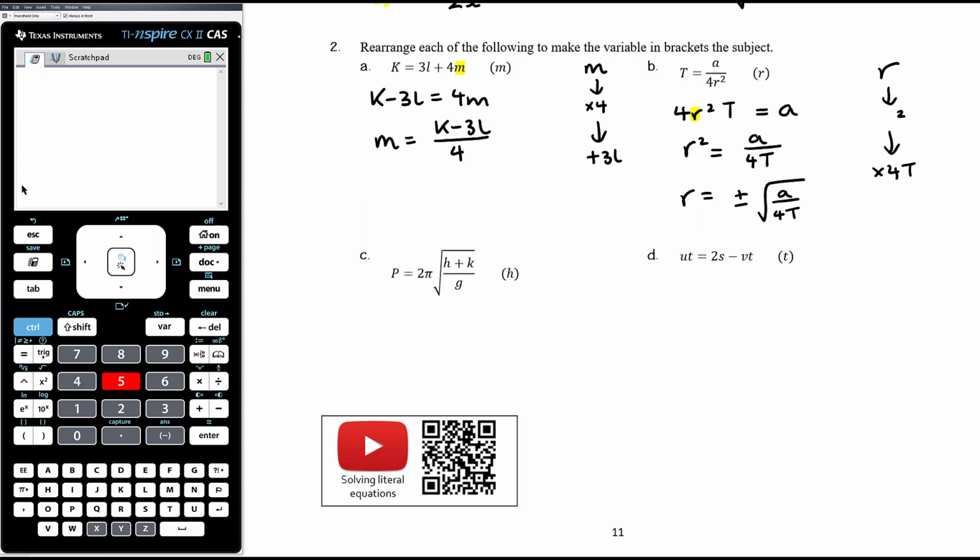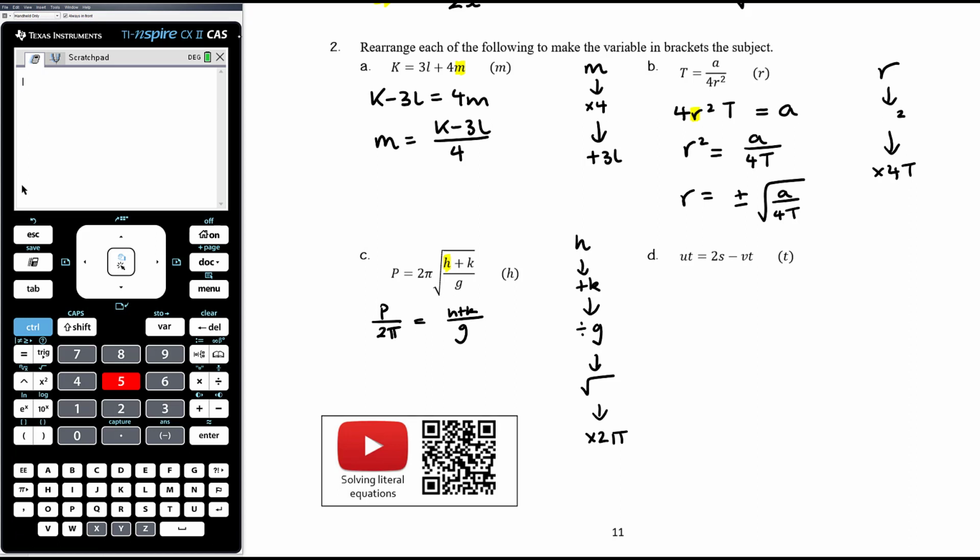Okay, part C, we want to get h on its own. So here is h in the equation here. The first thing that's happening to h is that we're adding k, then it gets divided by g, then it gets square rooted, and then it's multiplied by 2 pi. So lots of steps there, and we're going to run out of room here, but that's okay, we'll work around it. The first thing we want to undo is the multiply by 2 pi, so we're going to divide by 2 pi. So we're going to have p over 2 pi equals the square root of h plus k on g.